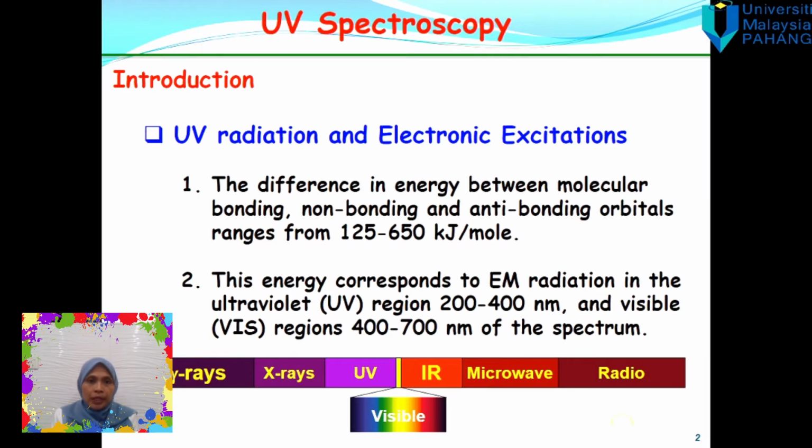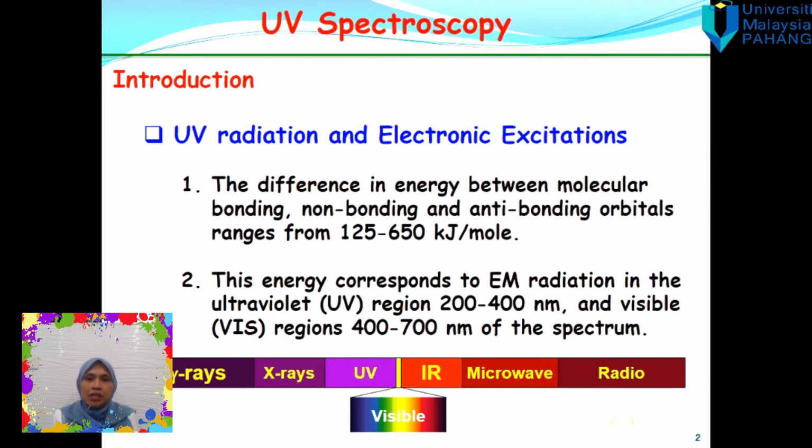UV spectroscopy involves UV radiation and causes electronic excitation. Before we understand it in detail, we should know that there is an energy difference between the molecular bonding, non-bonding and anti-bonding orbitals, in the range of 125 to 650 kJ per mole. In spectroscopy, this is called delta E, the difference in energy between the lower energy level and the higher energy level.